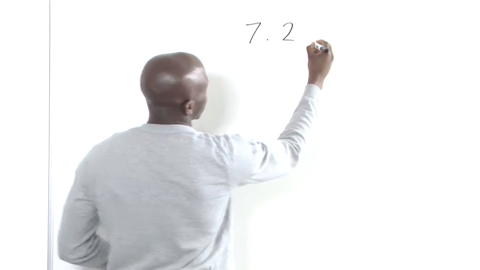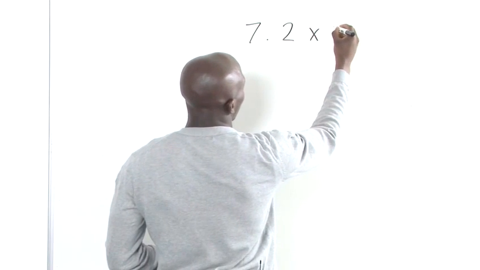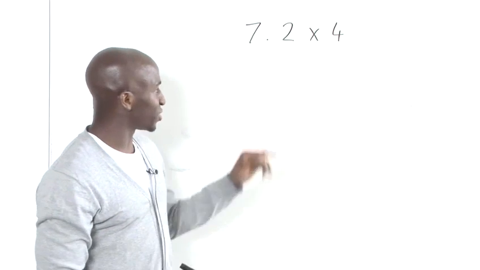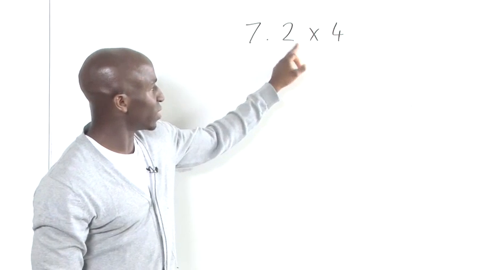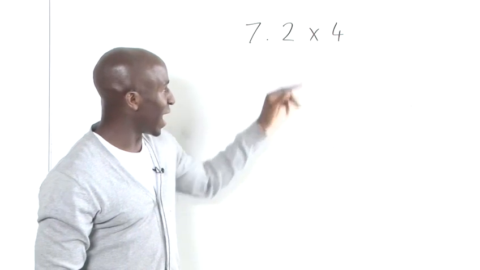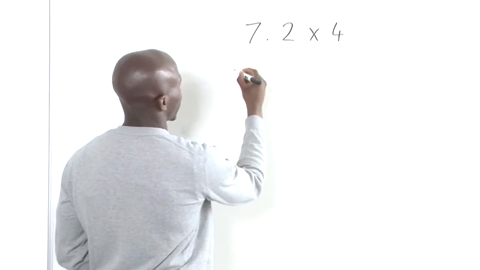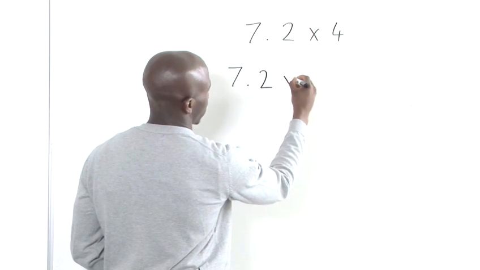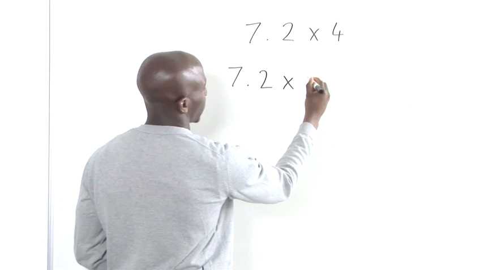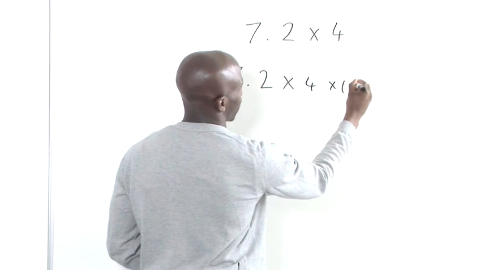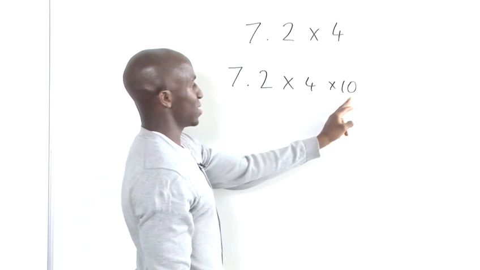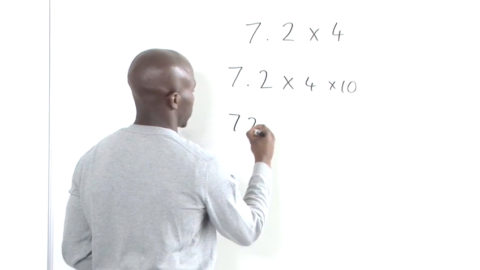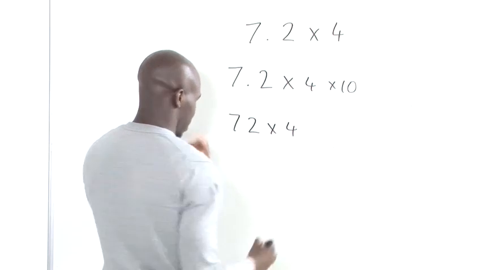7.2 times 4. The first thing you want to do is to move the decimal place to the right, okay? And that is the equivalent of saying 7.2 times 4 times 10, okay? This, when multiplied by this, will give you 72 times 4, okay?